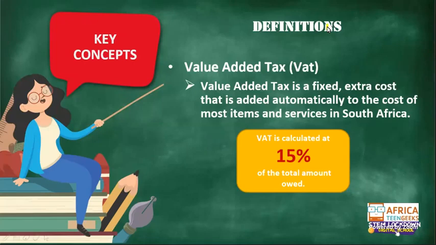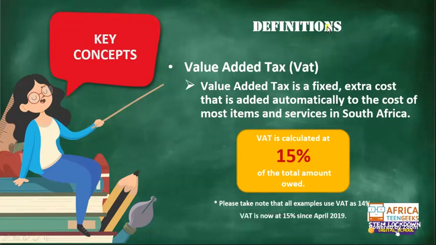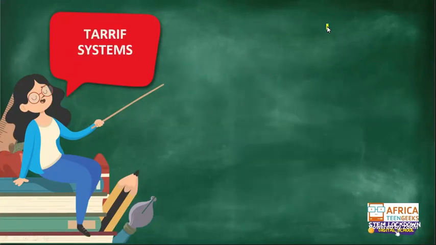Now, what I did do over here, you'll see I put a little star note down there. It says, please take note that all examples use VAT as 14%. If we answer questions in our exams or tests, we always have to make sure that we look. If they don't give us anything, we just take it as the value today, which will be 15%. But if they do ask a specific amount, we always have to make sure that we work with the correct percentages. VAT is now at 15%, like you guys mentioned, since April 2019.